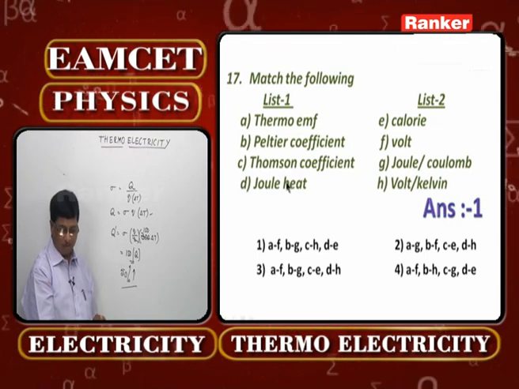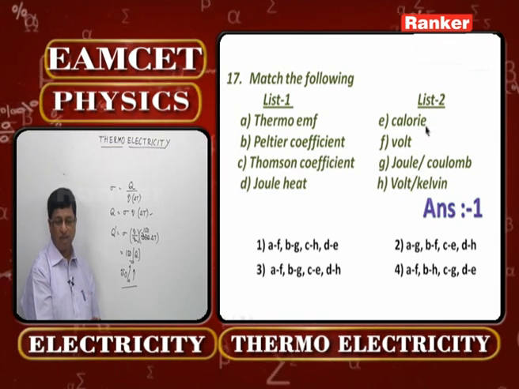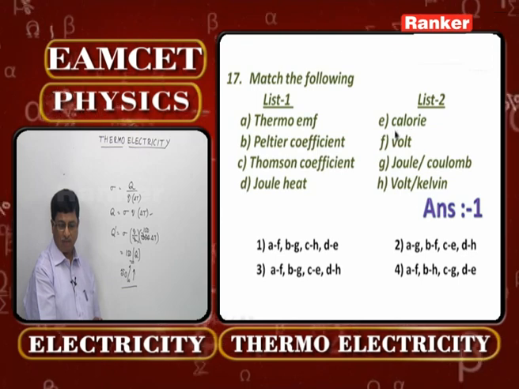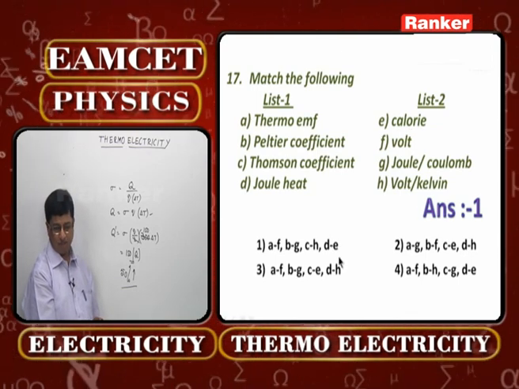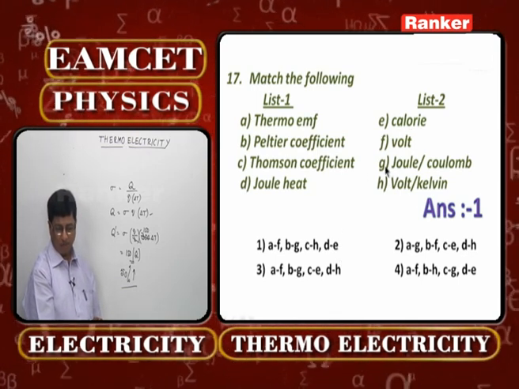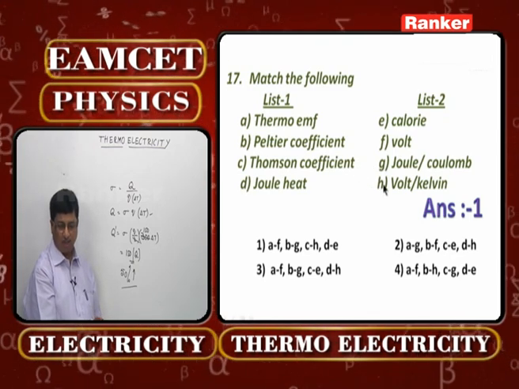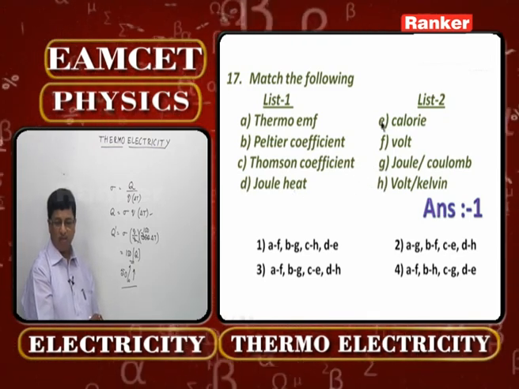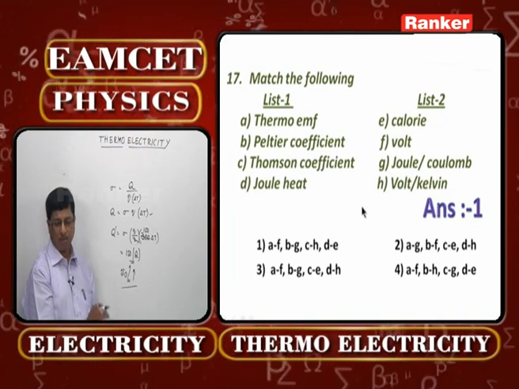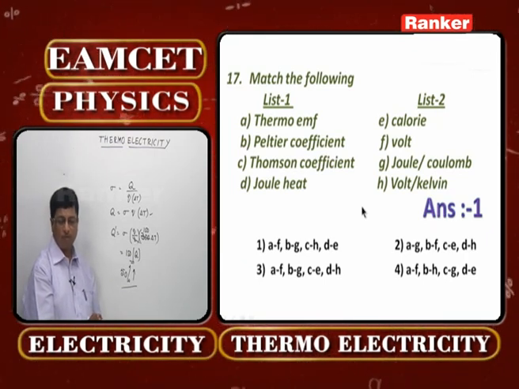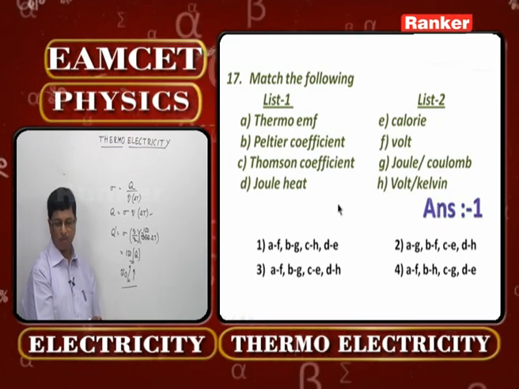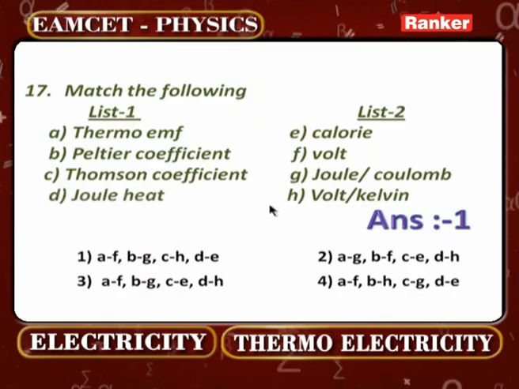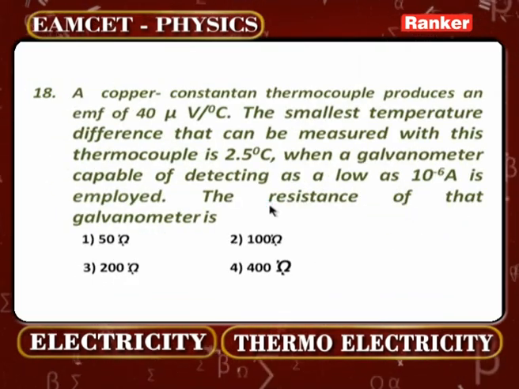And joule heat, that heat always will be taken in calorie generally. So A is tallied with F, B should be tallied with G, C should be tallied with H, and D should be tallied with E. That is a correct pair, that is correct match in fact. So first option is correct for this question number 17, please. Look at the next one, that is question number 18.